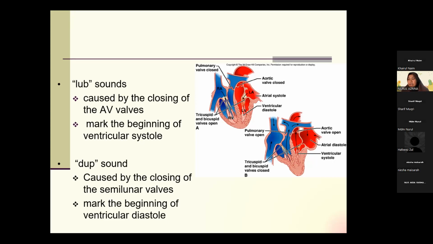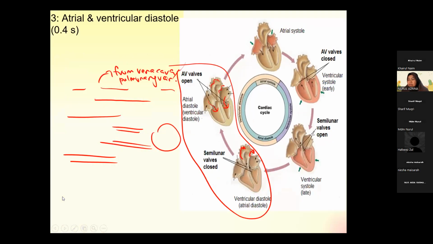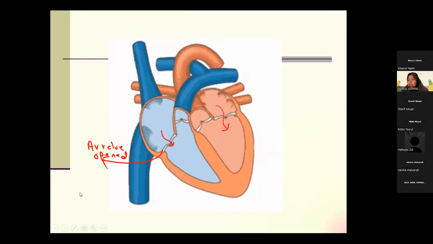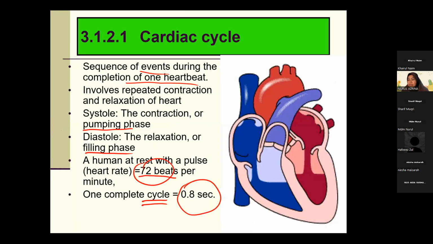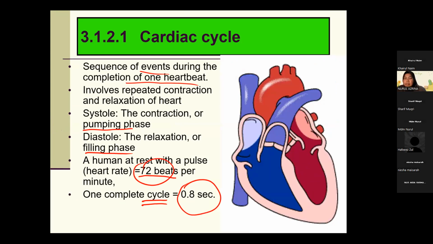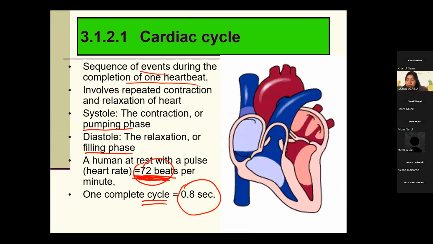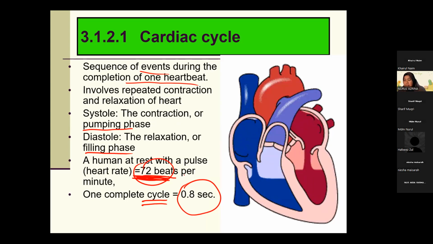Okay, before that, how did you get 0.8 just now? How do you calculate it? What is the calculation? Anyone? A person has 72 beats per minute. So how did you manage to get 0.8 second? Divided by 72. Very good.